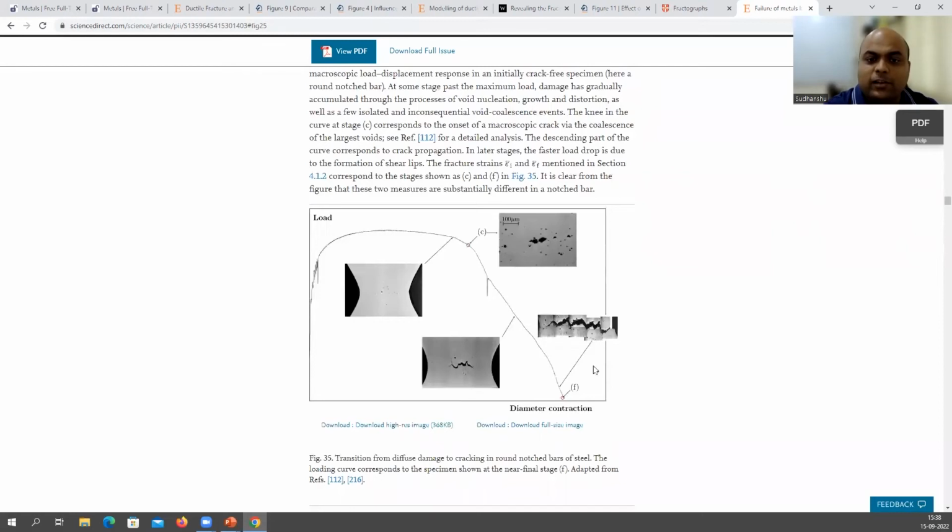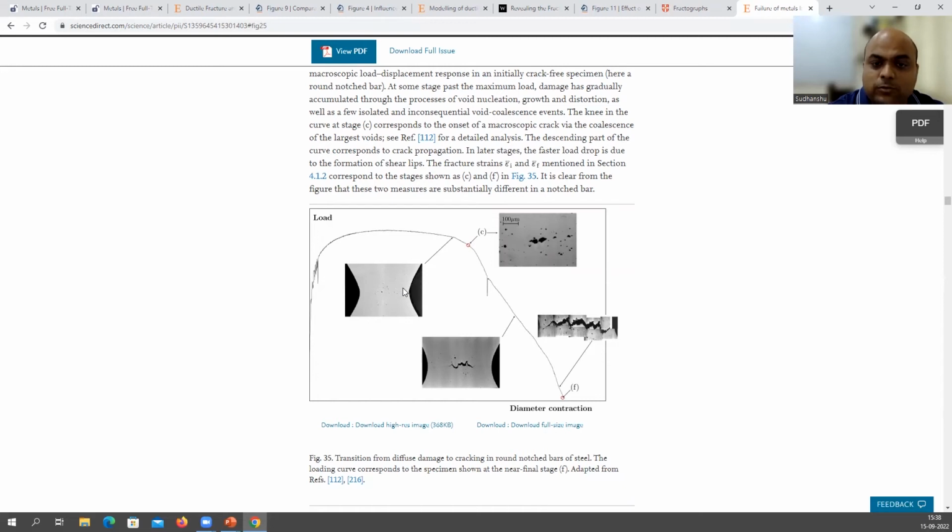Okay. This is also a very nice image which shows how your voids are nucleating and growing in uniaxial tension. Remember, when we were discussing cup and cone fracture, I mentioned that after necking or during necking, you see lots of voids, right? And you can see here. So all these dots here in the image, see the arrow? These are voids.